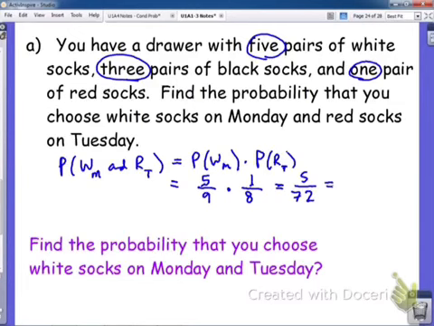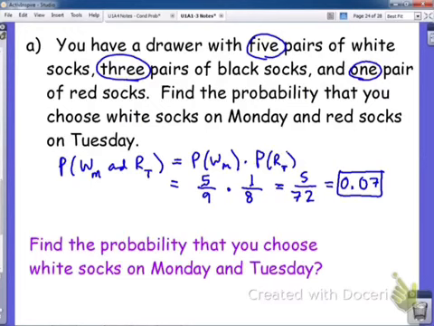What's that decimal come out to be? 0.069 becomes what? Yep, 0.07. And 5 over 72 is the reduced fraction.